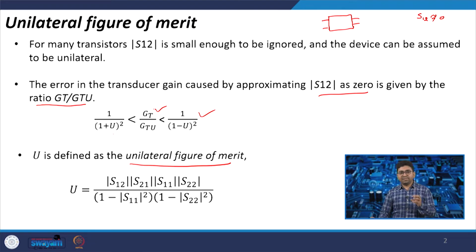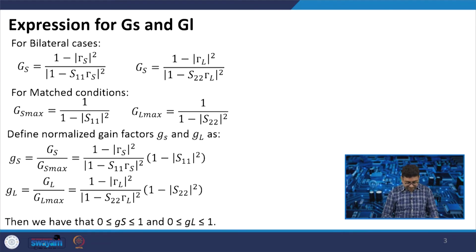If that difference in the gain is in the range of plus or minus 0.2 or 0.5 dB, you can consider this unilateral figure of merit. Based on the S parameters you can find U, and you can consider your transistor as unilateral, not bilateral. So, this is a very important figure of merit to decide whether you can consider the device unilateral or bilateral. Let us move to how we can design the amplifier for various gains.